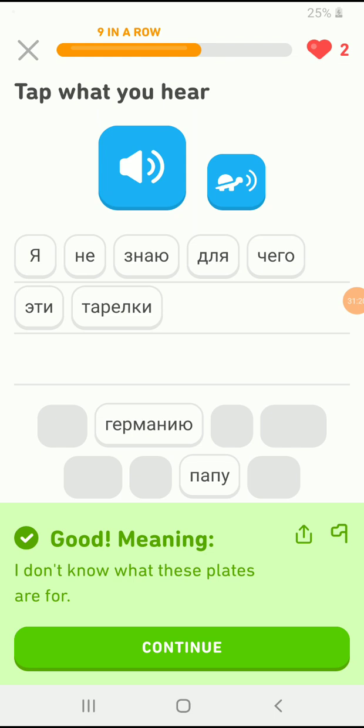Для чего? For what? Yeah. Для is another way to say, like, what for? Зачем? What for? But для is like for what? What for and for what?